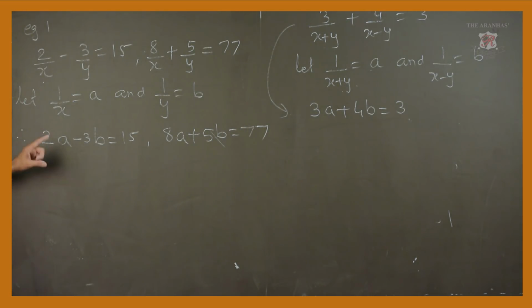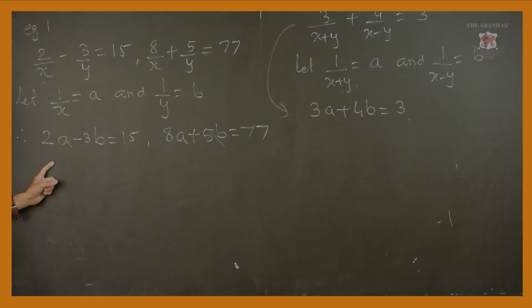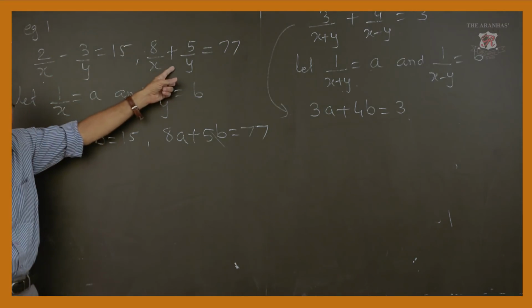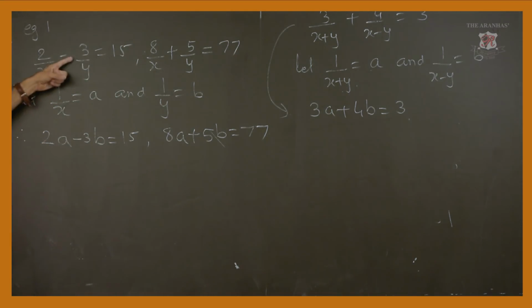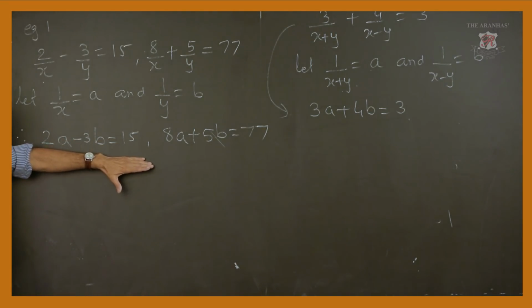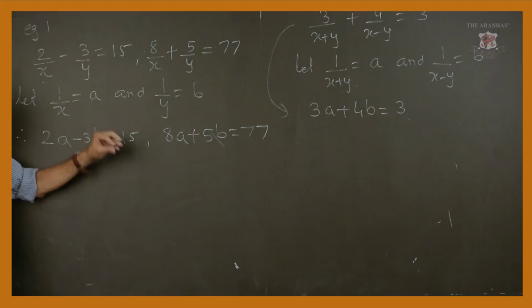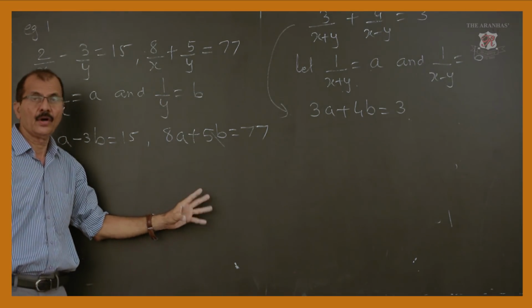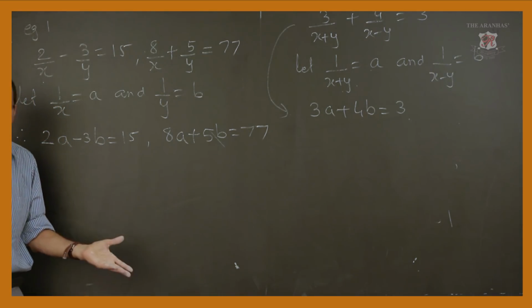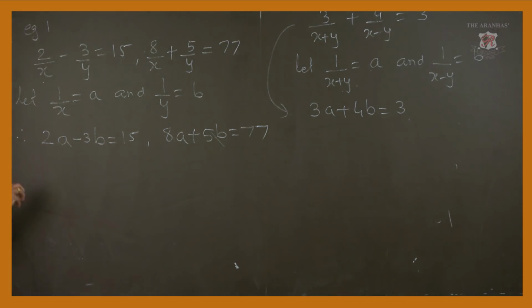Now we have two linear equations in a and b. These two were non-linear equations, whereas we have reduced them to linear equations. Now we are going to solve them simultaneously. It's up to you how to solve these two equations, whether by the elimination method or by Cramer's method. We can do it by any method. First I will do it by the elimination method.